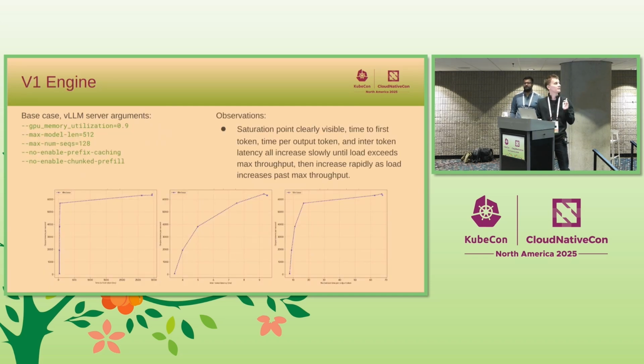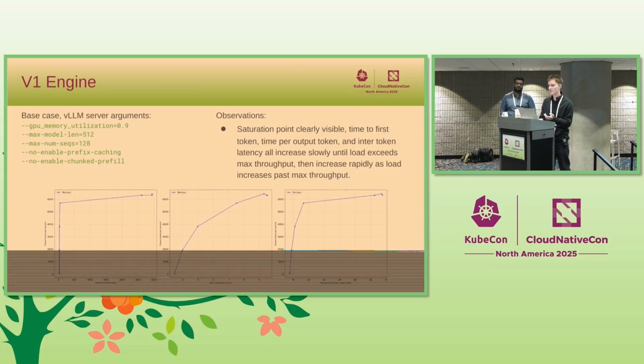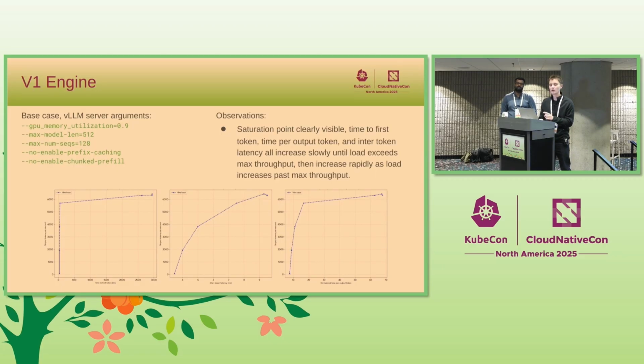So the V1 engine, this is what we're using as our baseline. So these are the model server arguments that we specified other than the defaults. GPU utilization 90%, max model length of 512, and max number of sequences of 128. And also note for this base case, we disabled prefix caching and chunked prefill.